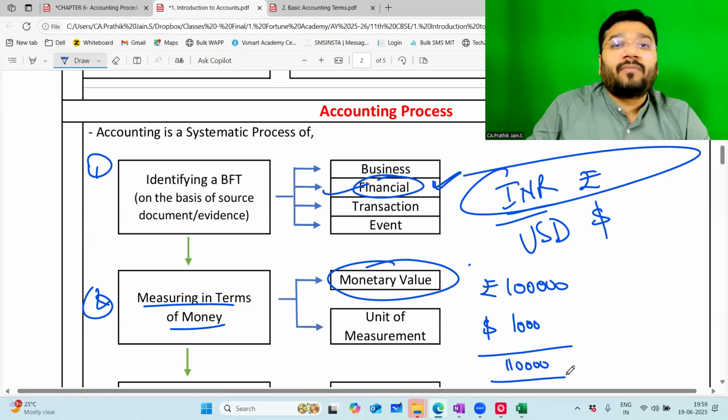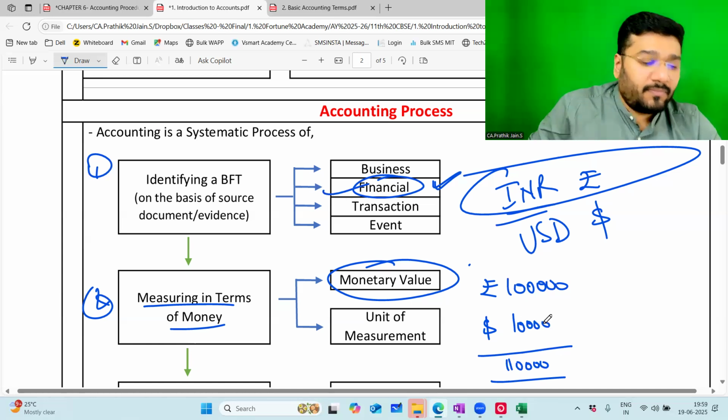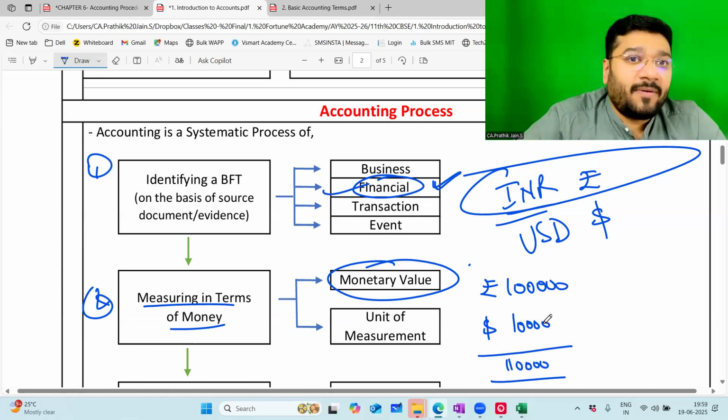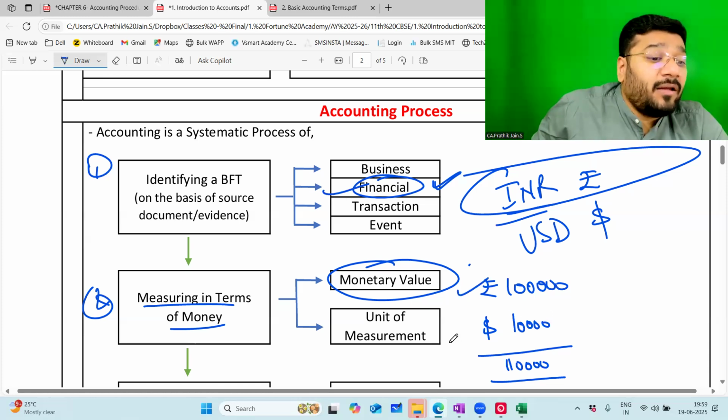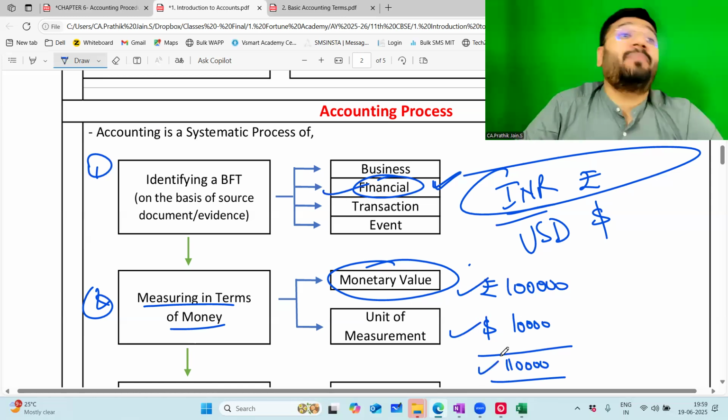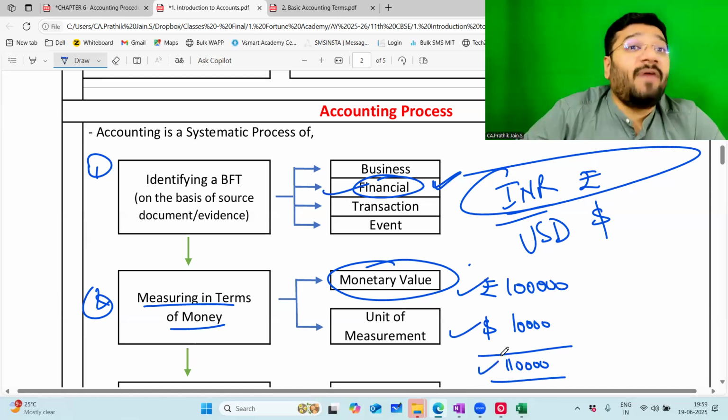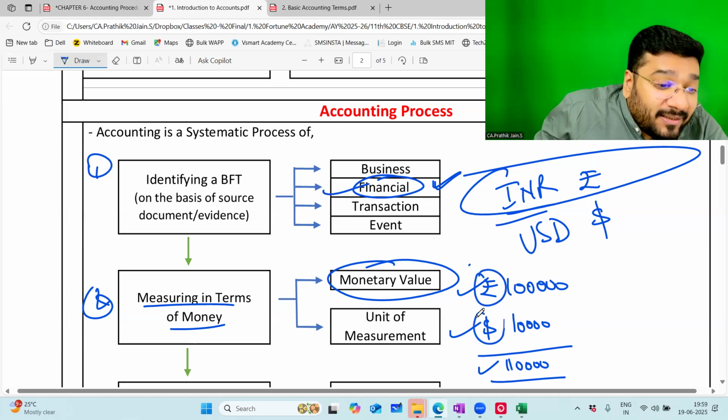No, sir. Tell me. If I ask what is the total purchase, will you add and say, sir, 1 lakh INR plus 10,000 US dollars put together 1,10,000. This is my total purchase. Will you say? No, sir. Why? Because the unit of measurement is different.